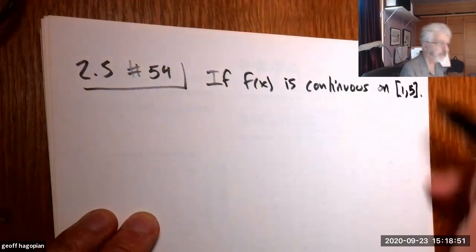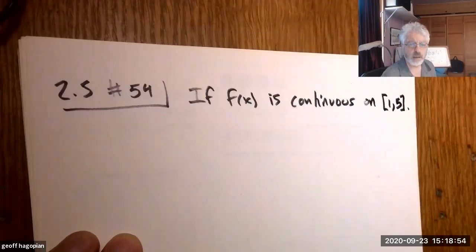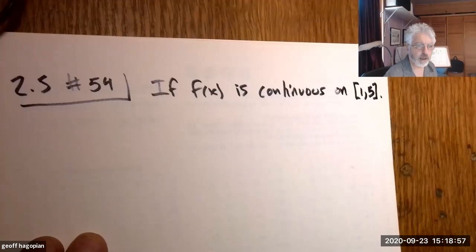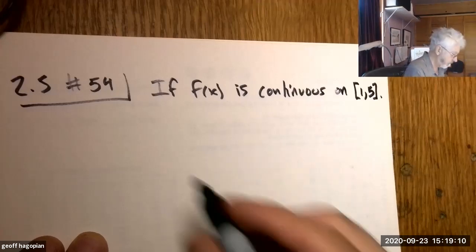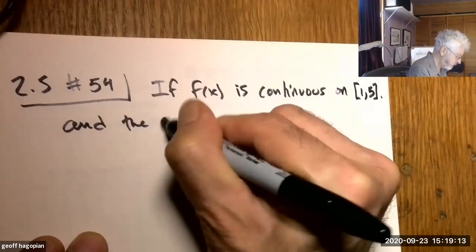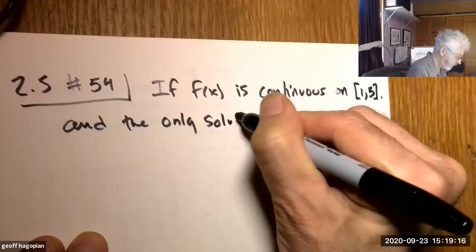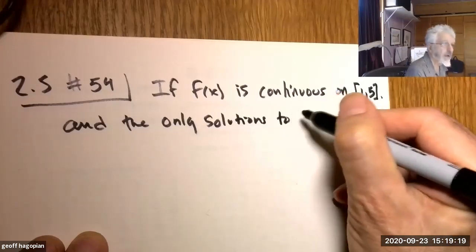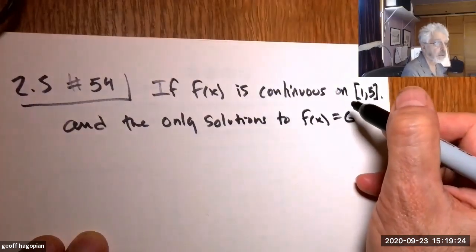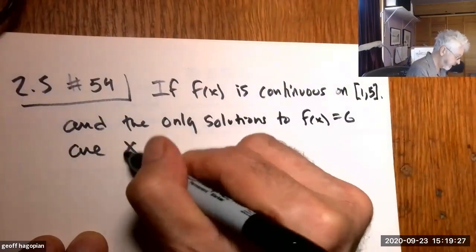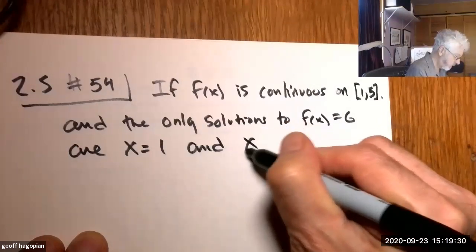The closed interval, so that means it's continuous from the right at 1, so you can approach 1 from the right, and continuous from the left at 5. And the only solutions to f of x equals 6 are x equals 1 and x equals 4.